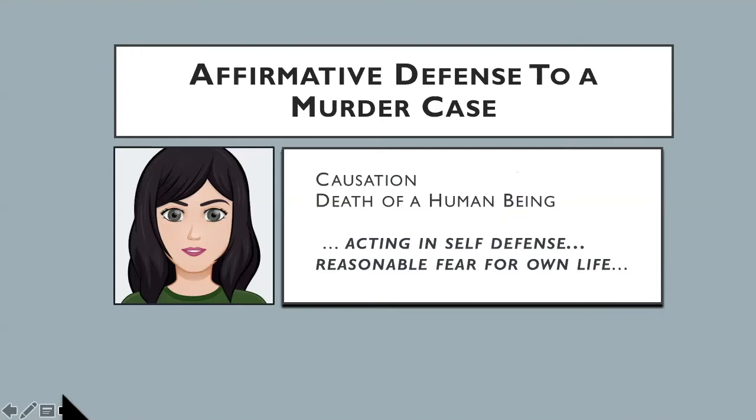An affirmative defense to a murder case could be that there was causation, did cause the death of a human being, but the accused person was acting in self-defense. This requires its own elements and its own evidence. So that's why it's an affirmative defense. The defendant has to come forward with evidence to prove their elements of the affirmative defense. They can't just cross off one of the elements in the prosecutor or plaintiff's case. Affirmative defense to murder is typically that the accused person was acting in self-defense, in reasonable fear for their own life.